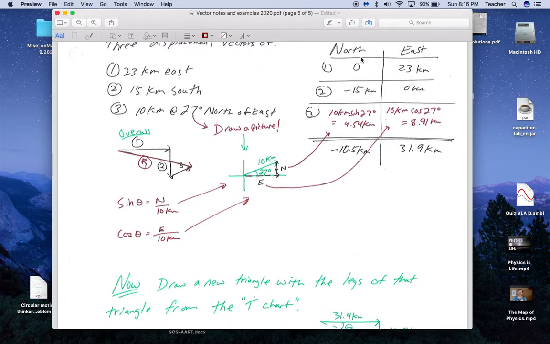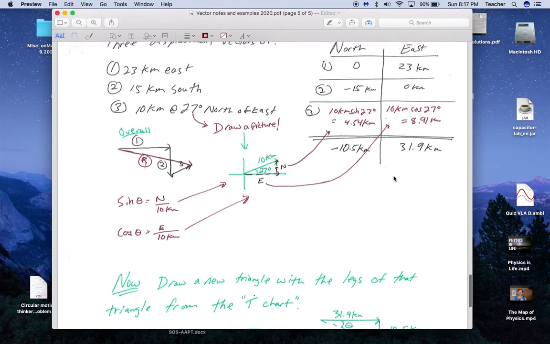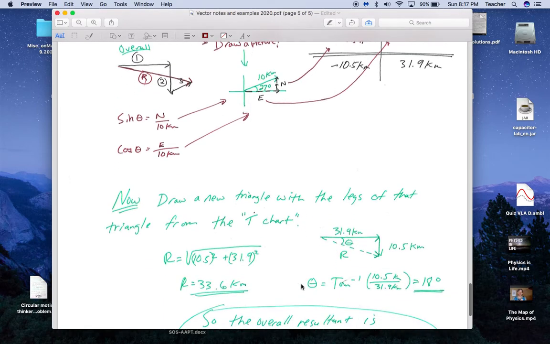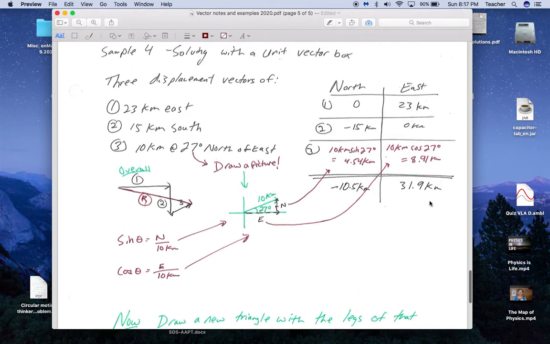So when I add all these up, 0 minus 15 plus 4.54, I'll round that and get negative 10.5 kilometers north, 23 plus 0 plus 8.91, 31.9 kilometers east. So now I'm actually about 90% done, even though I don't have any of the answer yet. So now I'm going to draw a new triangle with the legs of the triangle from this T-chart or unit vector chart. And that's these amounts north and east.